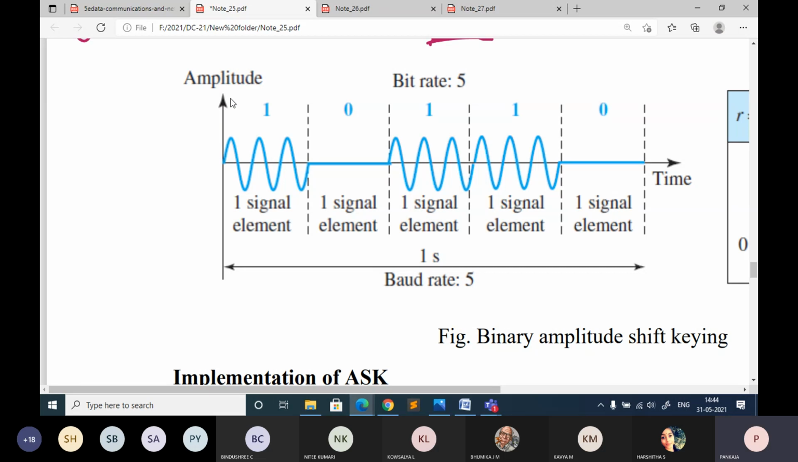So this is binary ASK. The y-axis indicates the amplitude and the x-axis indicates the time. So here you can just observe the amplitude of this element. This is my data 1 0 1 1 0. Now 1 is represented with the same amplitude as the carrier signal. Sorry, it is not frequency, it is the amplitude. The amplitude of the signal is the same as the carrier signal.